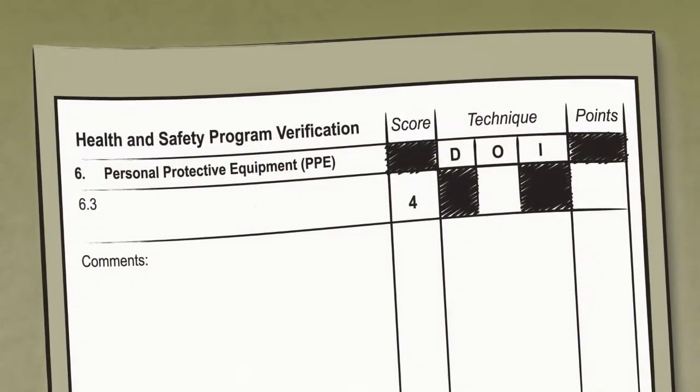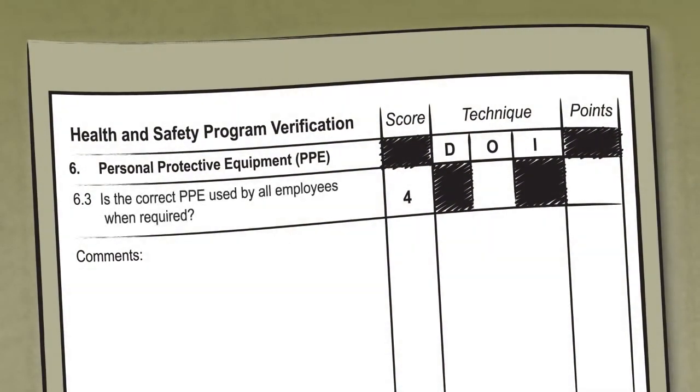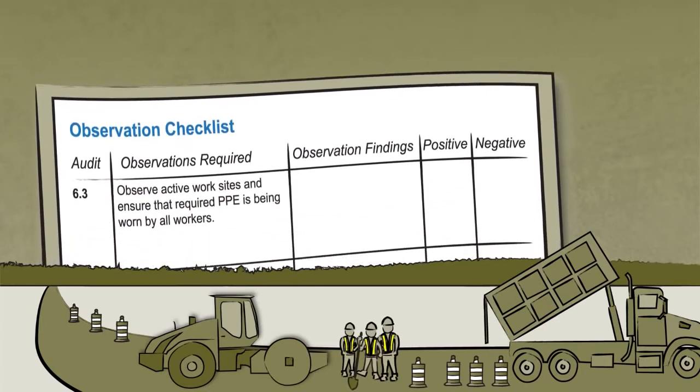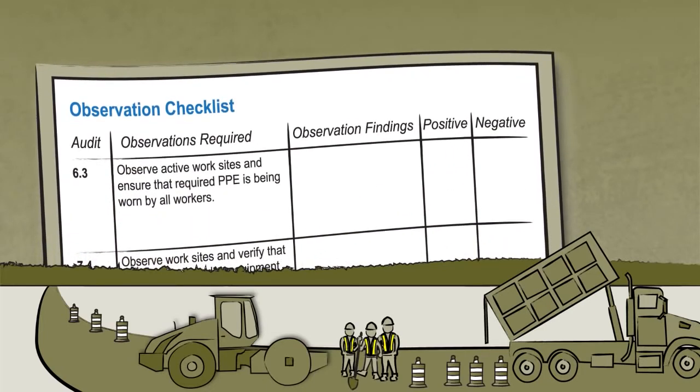If the auditor cannot see the policy posted, then they would check the negative box for that question for that site. Question 6.3 asks, is the correct PPE used by all employees when required? It is necessary for the auditor to see that required PPE is being worn by all employees. Notice the use of the word all. If the auditor observes any employees failing to wear the required PPE, then they must check the negative box for that question.